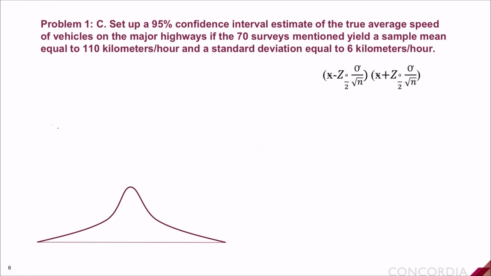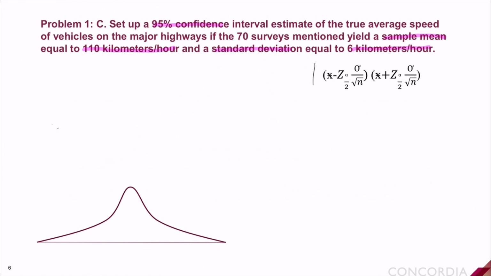Problem 1C. Set up a 95% confidence interval estimate of the true average speed of vehicles on major highways if the 70 surveys mentioned yield a sample mean equal to 110 kilometers per hour and a standard deviation equal to 6 kilometers per hour. Let us highlight the important information the problem gives us. It gives us the confidence level of 95%, the sample mean of 110 kilometers per hour, and the standard deviation of 6 kilometers per hour.